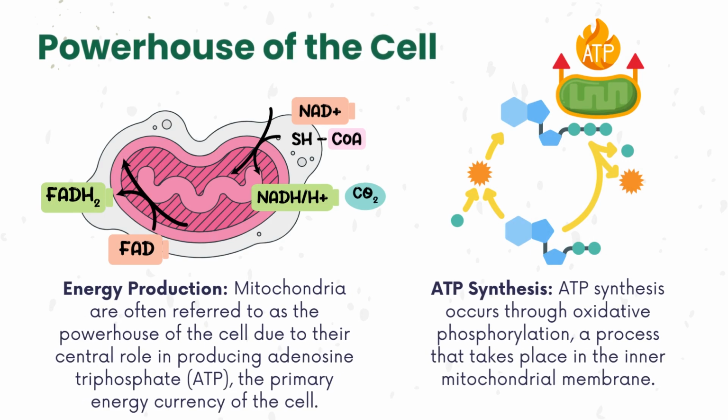Mitochondria are often referred to as the powerhouse of the cell due to their central role in producing adenosine triphosphate, ATP, the primary energy currency of the cell. ATP synthesis occurs through oxidative phosphorylation, a process that takes place in the inner mitochondrial membrane.